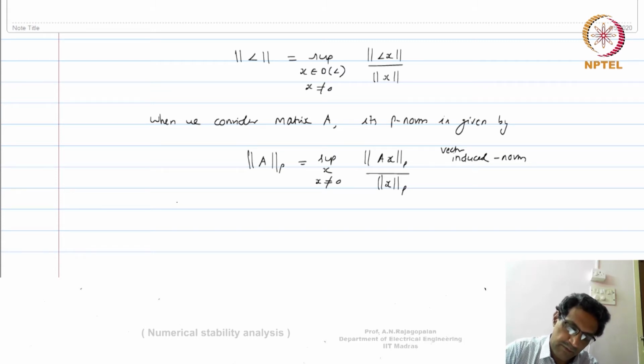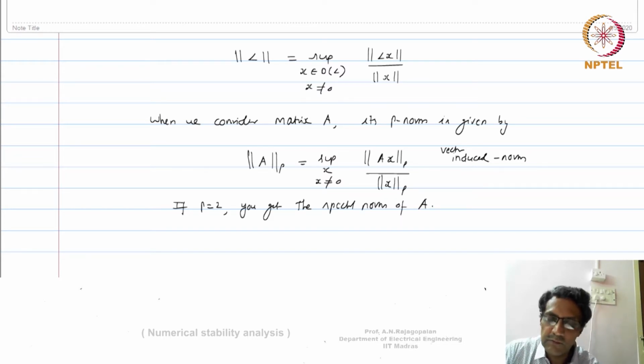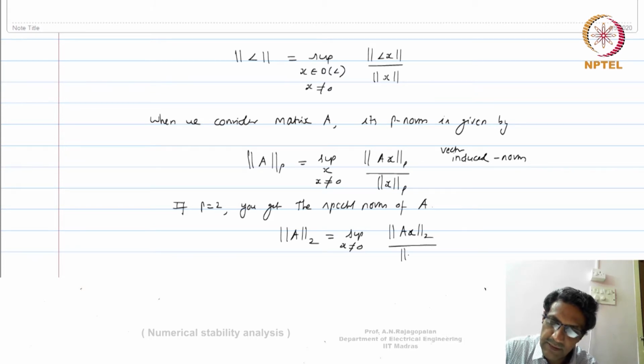For example, for P equal to 2, you get what is called the spectral norm of A, which is what is going to be of interest to us, because the spectral norm has certain special properties that can help us understand the numerical stability of a matrix. The spectral norm is given as norm 2 is equal to sup x not equal to 0, 2 norm of the vector AX and 2 norm of the vector x.